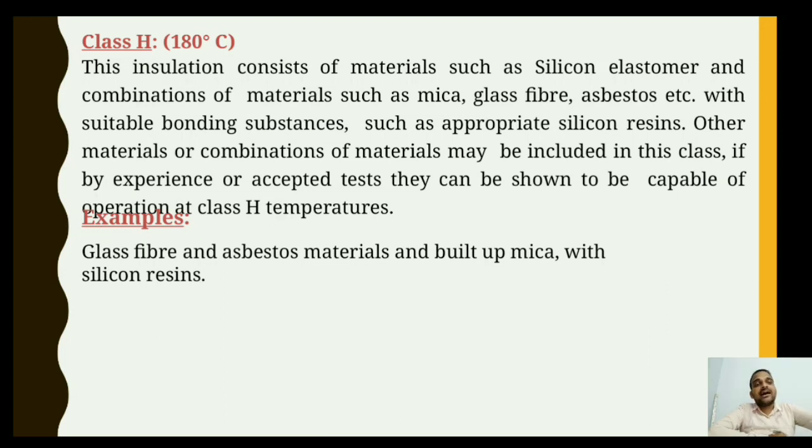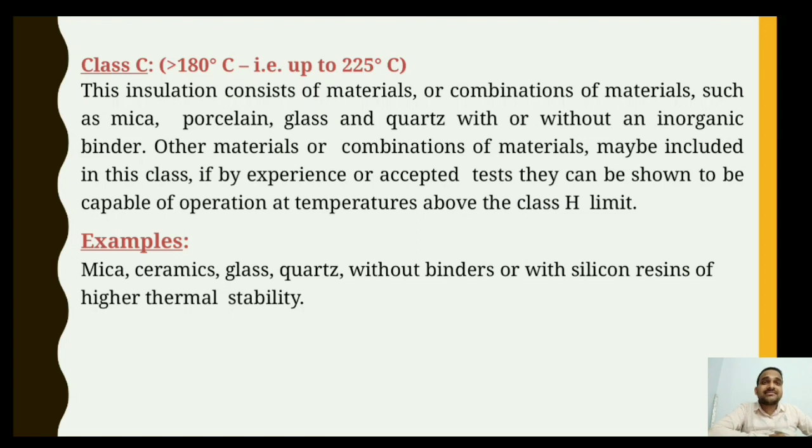Okay, and the last one is class C. The seventh class is class C, and the temperature range is above 180 degrees Celsius, up to 225 degrees Celsius, we can say. And here the pure form of material is used. Pure form means whatever substance we have extracted from the earth is totally utilized for the insulation purpose, regardless of any enhancement.